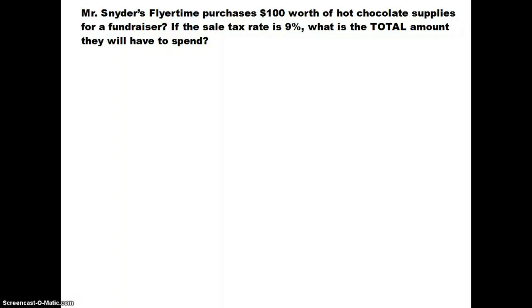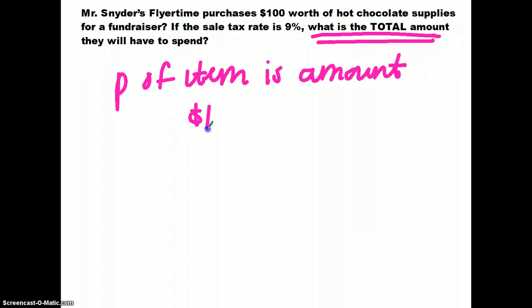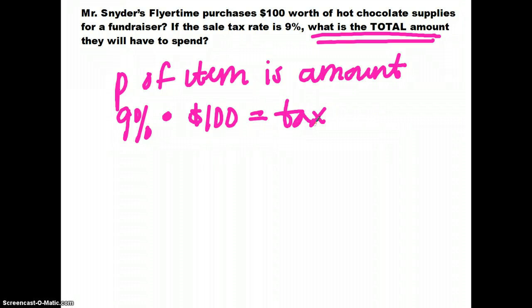Next one, Mr. Snyder's Flyer Time purchased $100 worth of hot chocolate supplies for a fundraiser. If the sales tax is 9%, what is the total amount they will have to spend? This is a two-part question because I'm asking you the total amount. First I'm going to find how much tax. I find that by doing P of item is amount. My item is $100 worth of goods. My sales tax is 9%. Of is multiplication, is equal, and I find my amount of tax. Change this to a decimal. My amount of tax is $9.